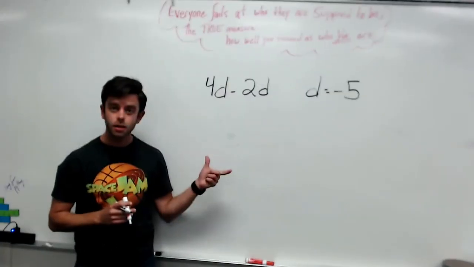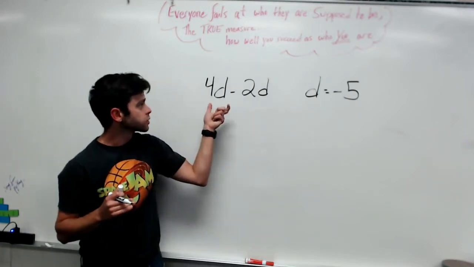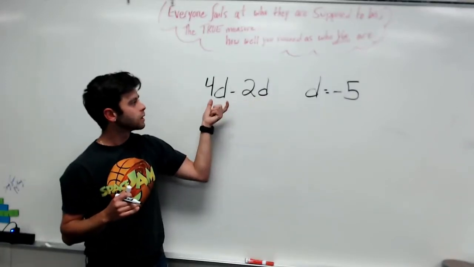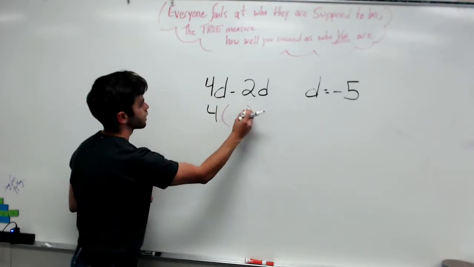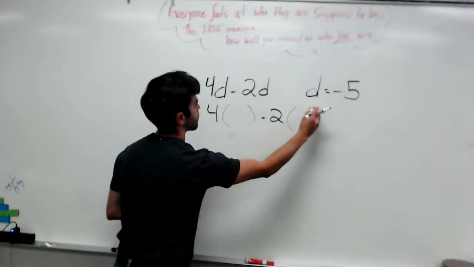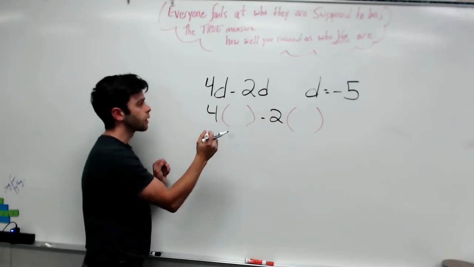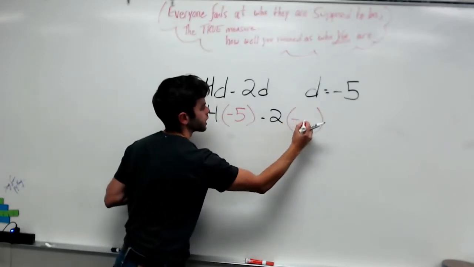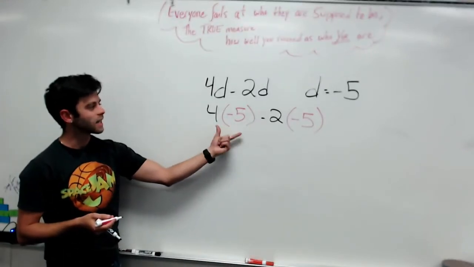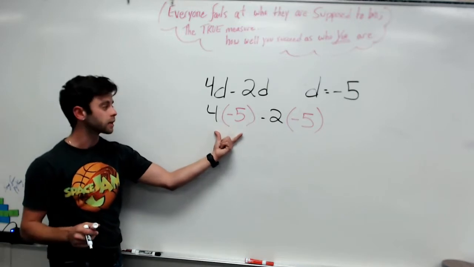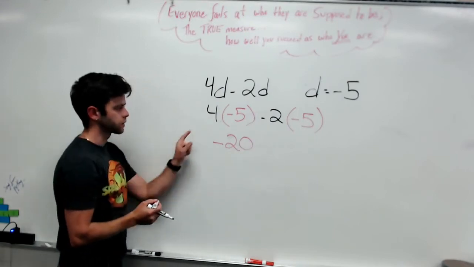All right, so the next one. Now our variable changed, but it's the same process. We're just going to plug and chug. So whenever we see a D, I'm going to put a parenthesis. So 4 minus 2. And again, I put those parentheses because we're going to plug and chug everything in there. So I'm going to put a -5 and a -5. Now I'm going to do PEMDAS. So 4 times -5. When multiplying and dividing two different signs, it's always a negative. 20, because 4 times 5 is 20.